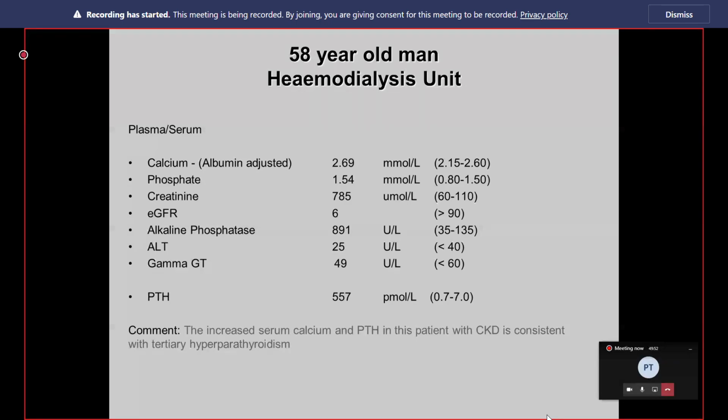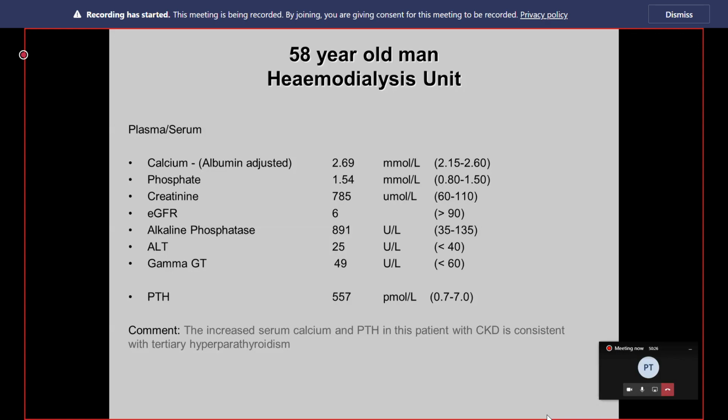So I just want to show you a typical CKD patient with hypercalcemia. PTH is very high. I mean, this sort of PTH is generally only seen in long-term dialysis patients. As you can see, the alkaline phosphatase is also very high, suggesting increased bone turnover. So the increased serum calcium and PTH in this patient with CKD is consistent with tertiary hyperparathyroidism.